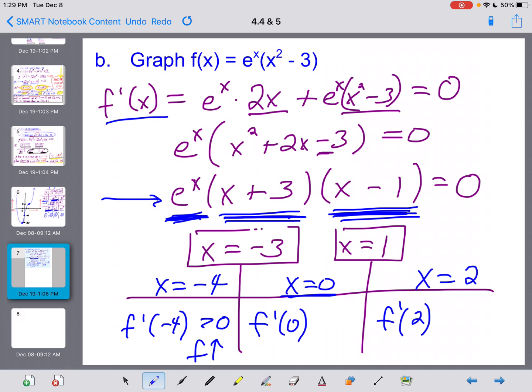0 minus 1 is negative. So positive times negative. Now we end up with f prime being negative. That tells us that our function decreases. And last interval now, greater than 1. So we chose a test value of 2. Let's plug that into the same factored form of the derivative.